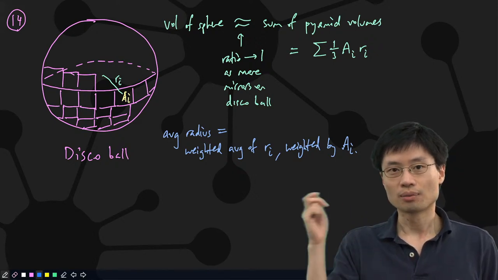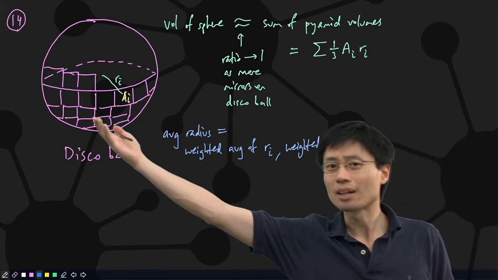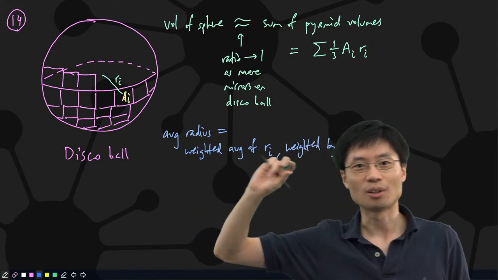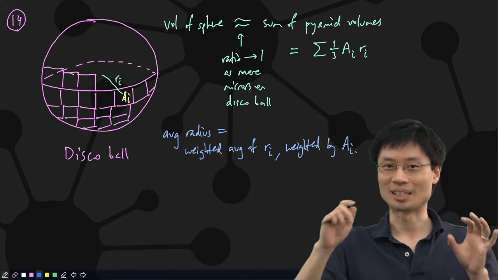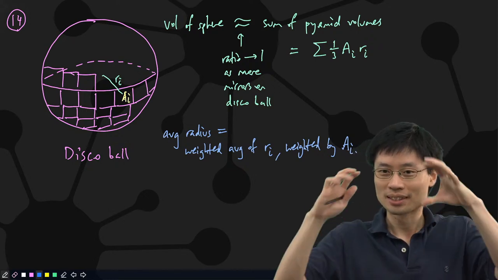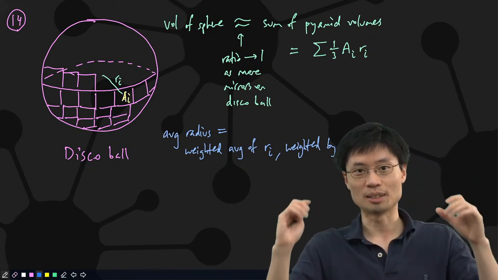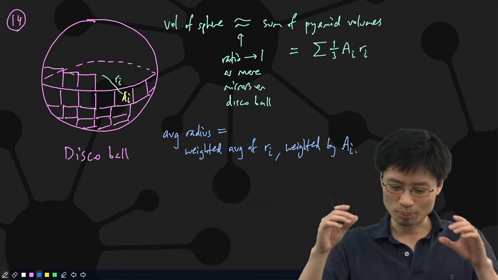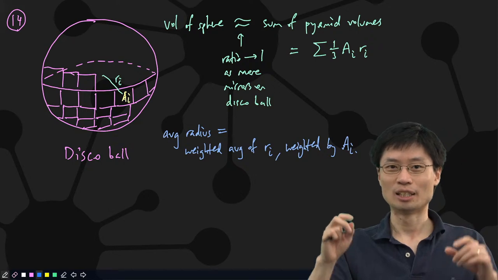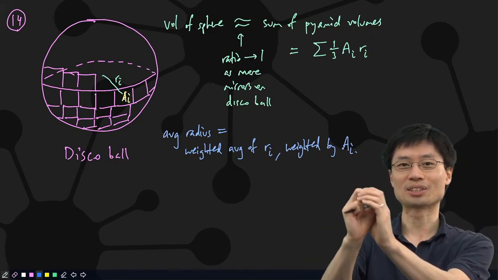Well, the reason is because in our example here, the mirrors aren't all perfectly the same area either. There's no way to cover a sphere with perfect squares everywhere. Some of the mirrors will be slightly smaller, some will be slightly bigger. And so I want to do what's called a weighted average, where I say, that was a nice radius you got there, but the area was kind of smaller, so that's not worth as much.